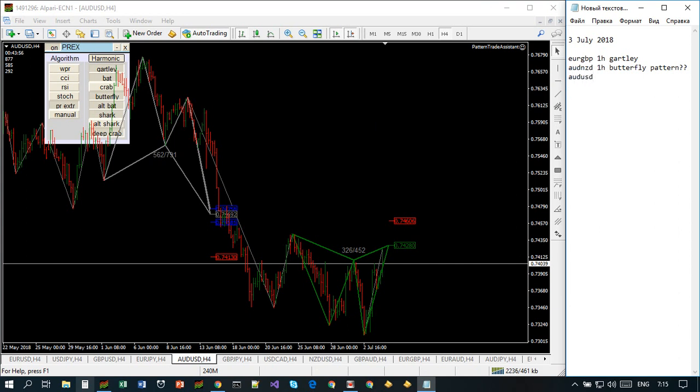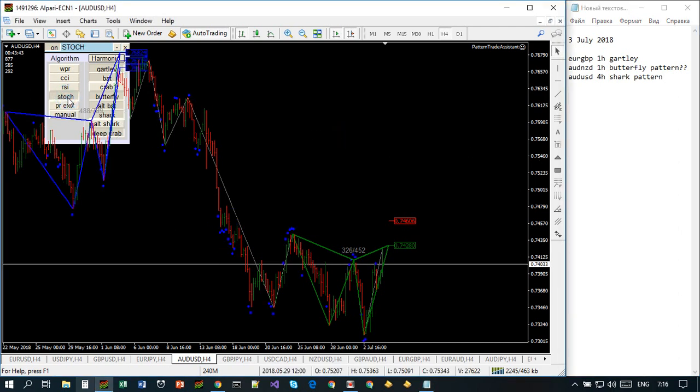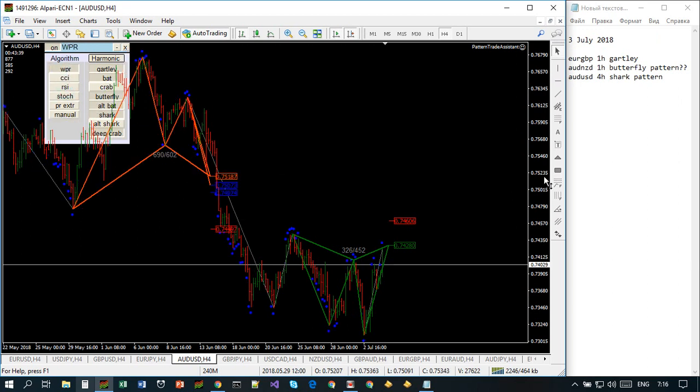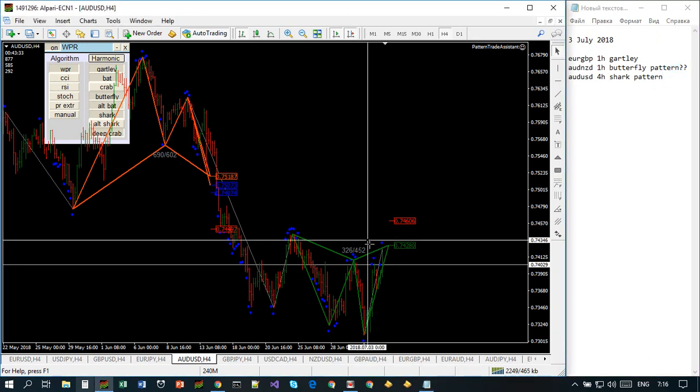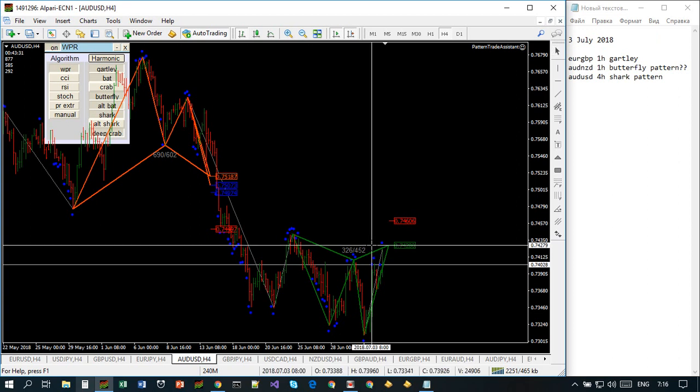AUD USD, 4 hour shark pattern, and now let us see if it is an obvious one. Supported, supported, supported, supported. Wonderful. A shark pattern with a completion at 74.280. Pretty good pattern.